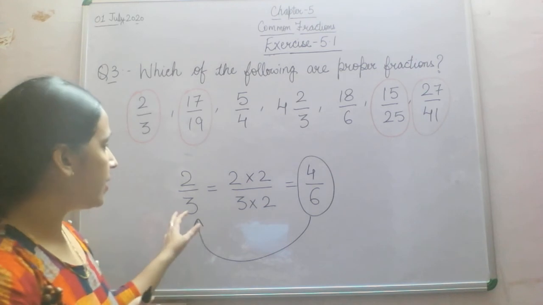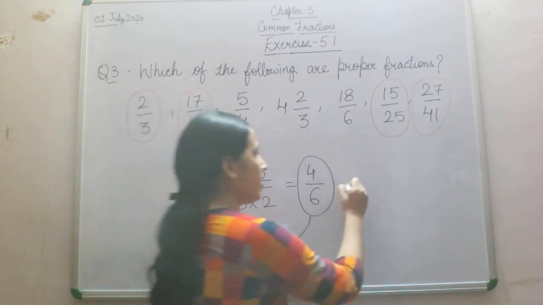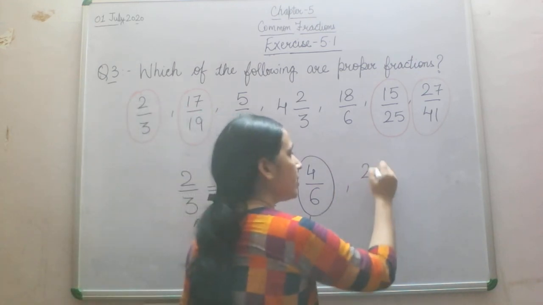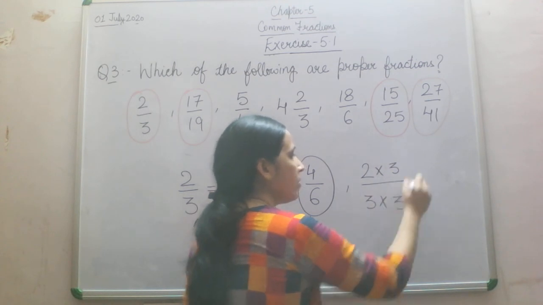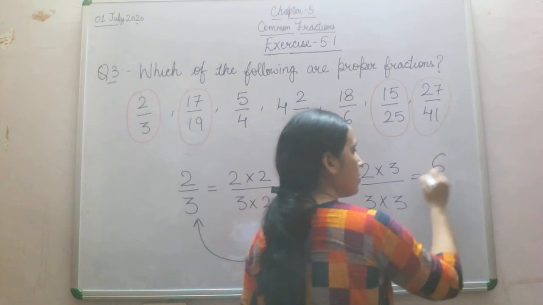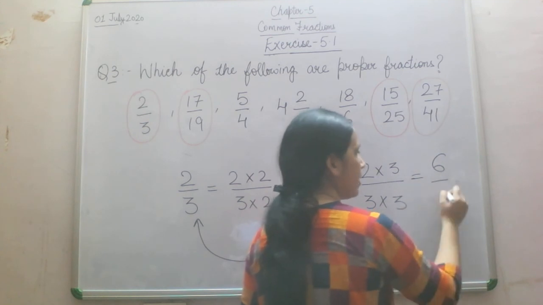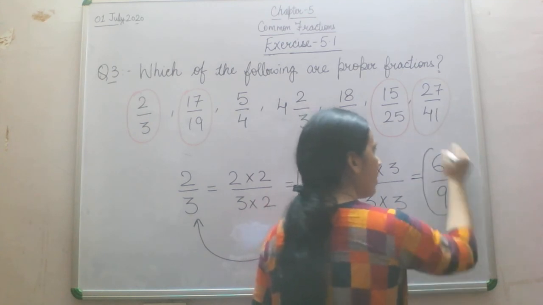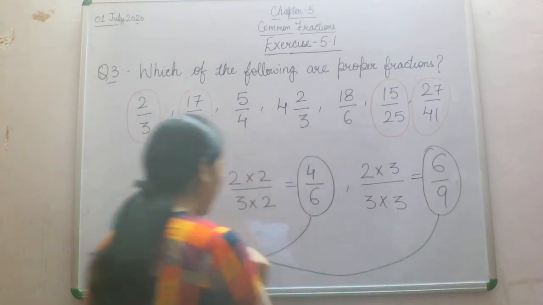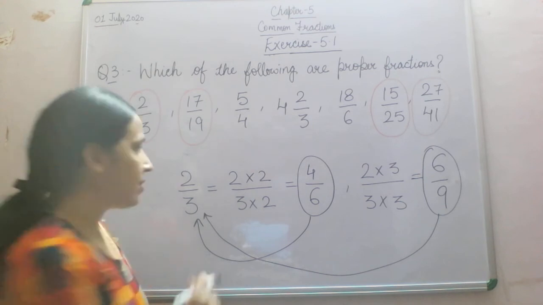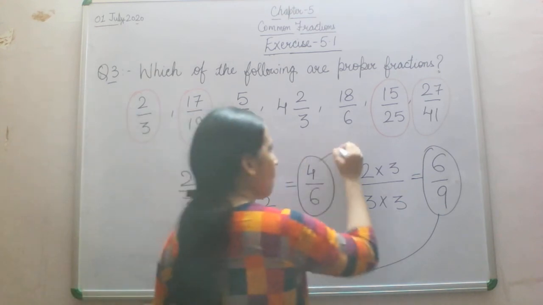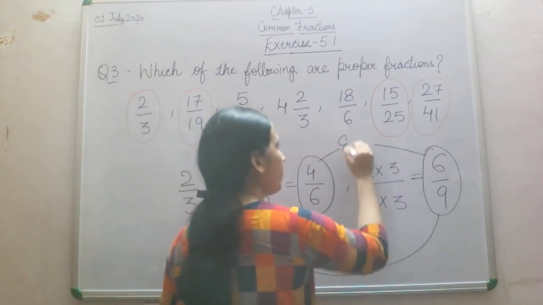Now we'll take one more example of this. If I multiply 2 by 3 by 3, so what have we got? 2 3s are 6 and 3 3s are 9. Again 6 by 9 is an equivalent fraction of 2 by 3. So these both are examples of equivalent fractions.